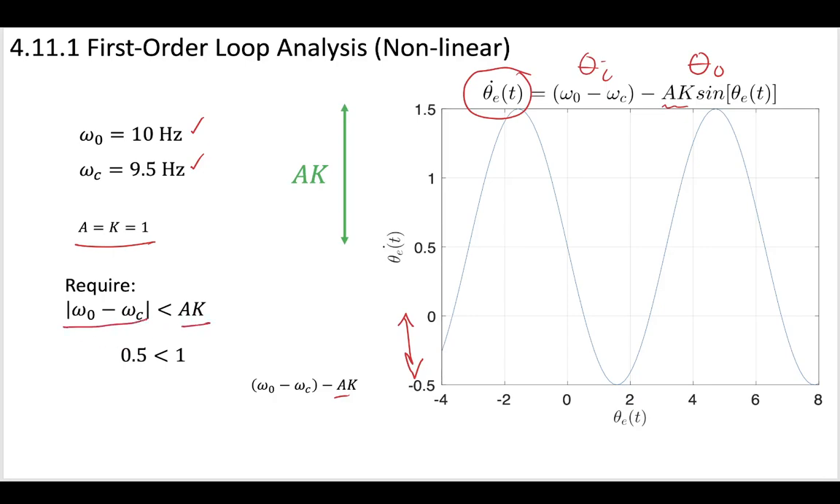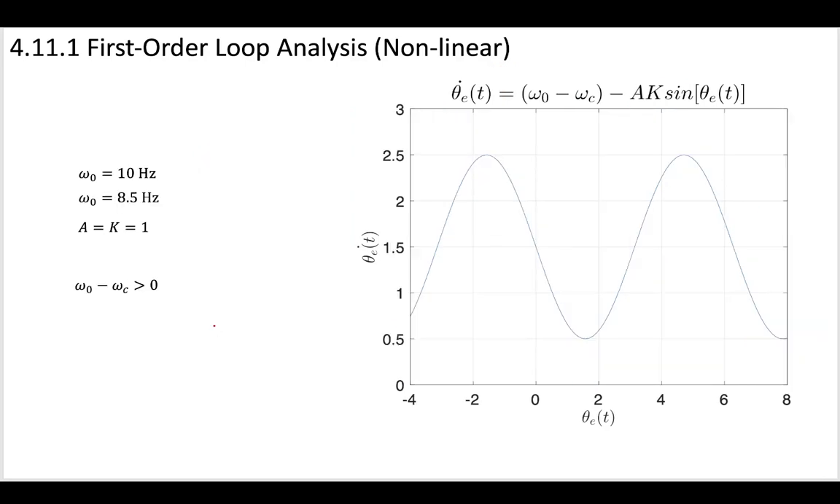So the difference between your incoming frequency and your VCO frequency must be less than your AK constant. Now, why would that be the case? Let's look at the case where the difference is higher. In this case, this is 1.5, and this is larger than AK, which is equal to 1. And in this case, we've shifted this whole sinusoid up. The whole thing is now above 0.